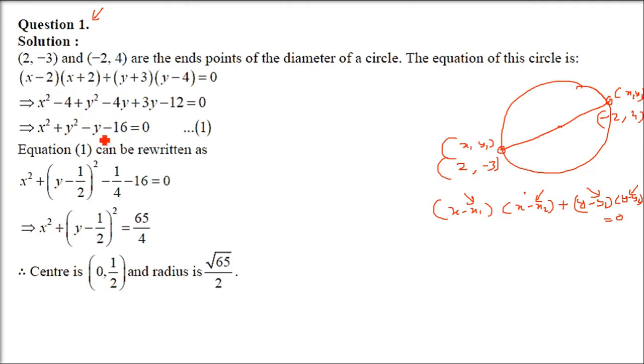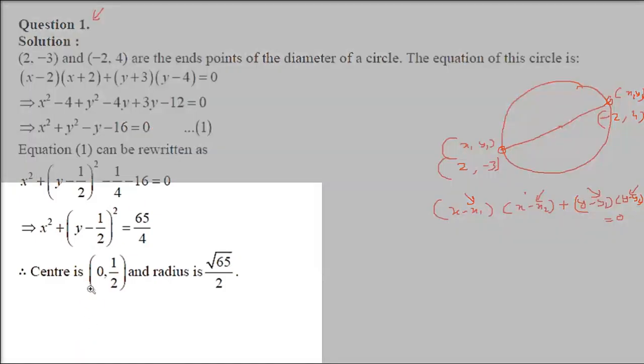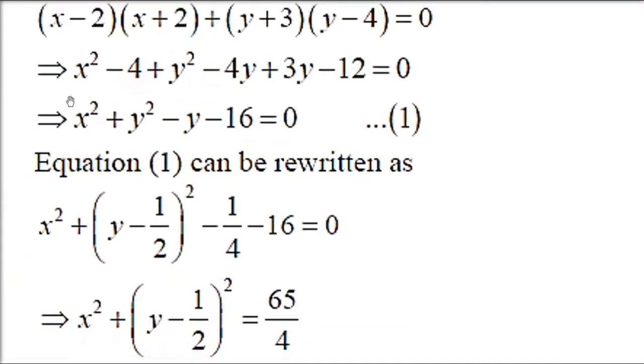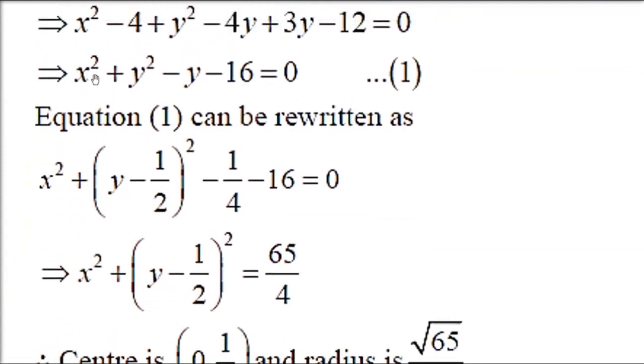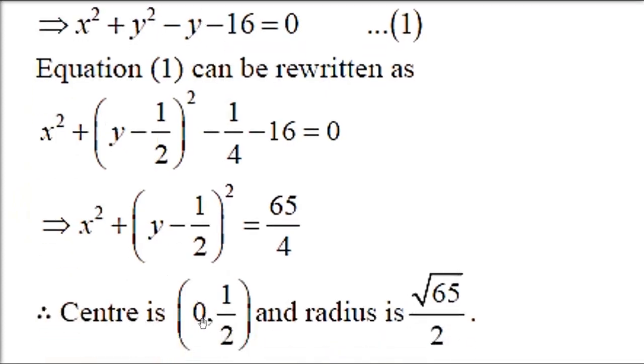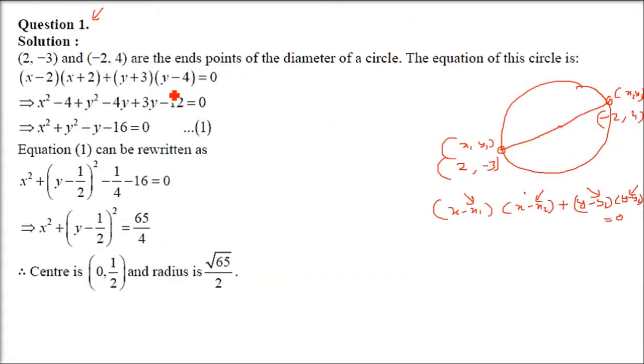Just compare it with x square plus y square plus 2gx plus 2fy plus c. You will find g and f, that is, minus g and minus f. So there are two ways. Either you make it a perfect square, so that you can equate it with (x - h) whole square plus (y - k) whole square equal to r square, or you can compare it with x square plus y square plus 2gx plus 2fy plus c equals 0. The other one, (x - h) whole square plus (y - k) whole square equals r square, is easy if you can find the perfect square.